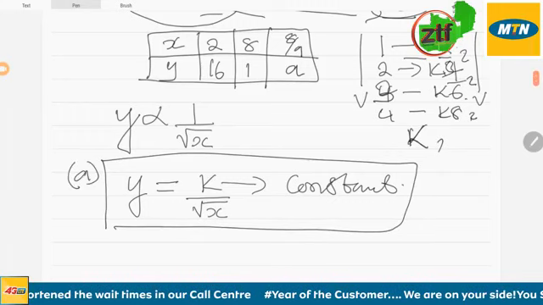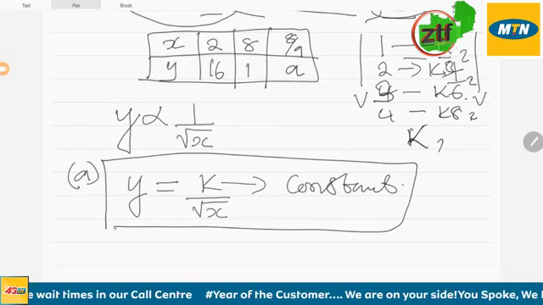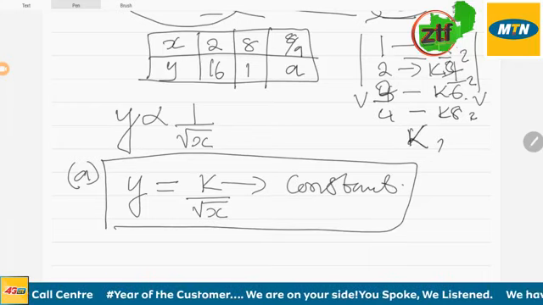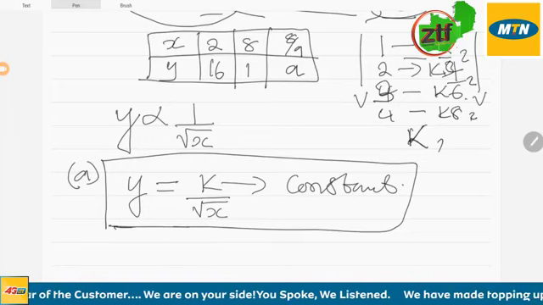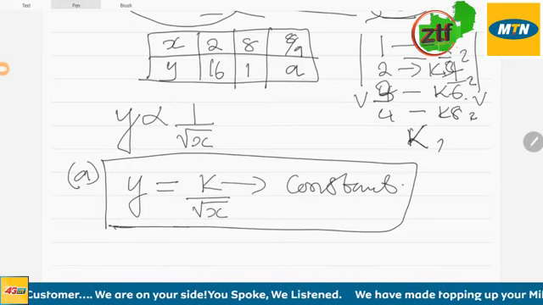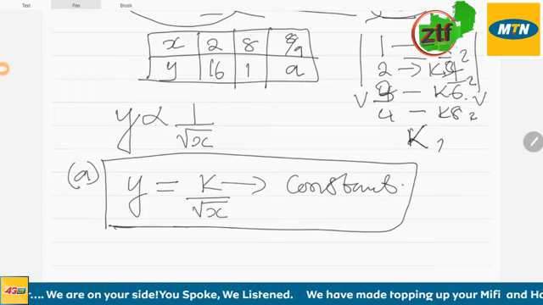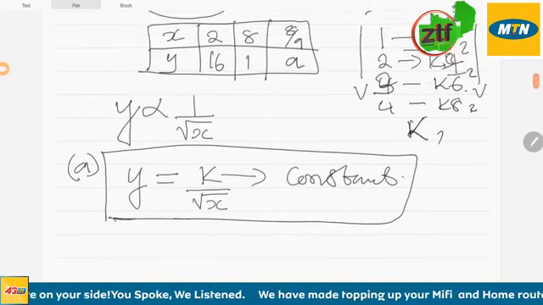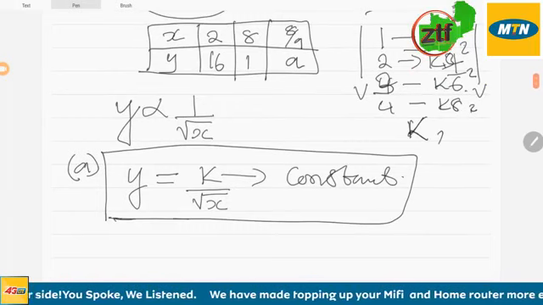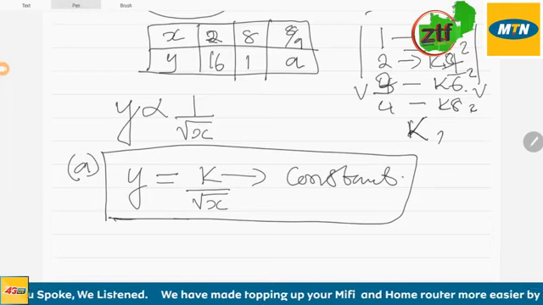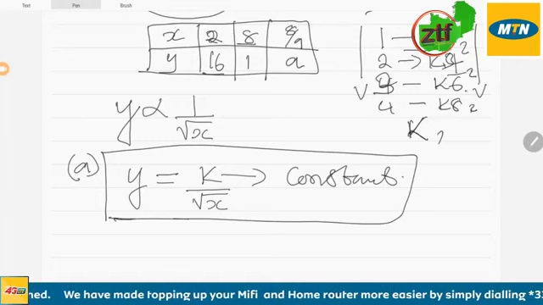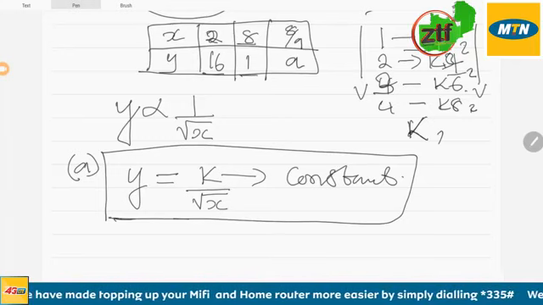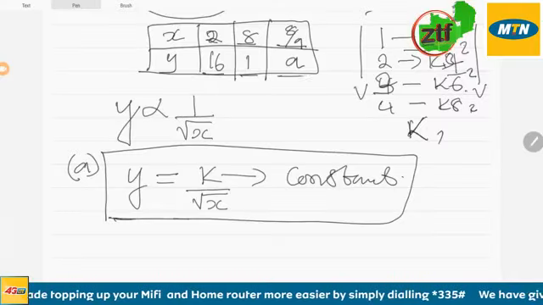They are simply asking us for an equation that is connecting the variables, which are y and x. And then in the next question, they also ask us to find the value of k. So this equation, which includes the constant of proportionality, is the one that will help us now to answer the questions that follow. So when you look at the given table of values, we have the x value of 2, and the corresponding value of y is 16. We have the x value of 8, and the corresponding value of y is 1. We have the x value of 8 over 9, and the corresponding value is a.